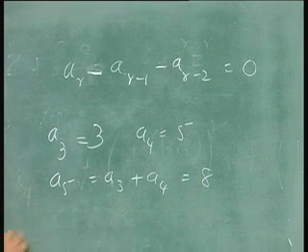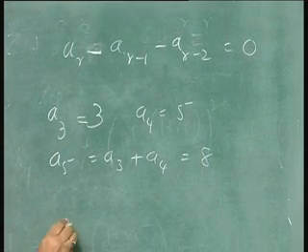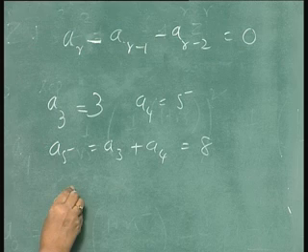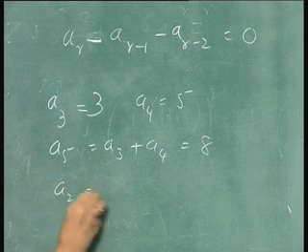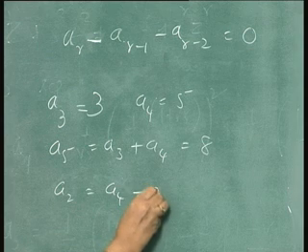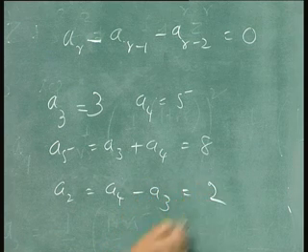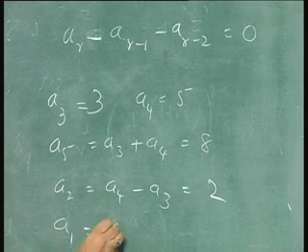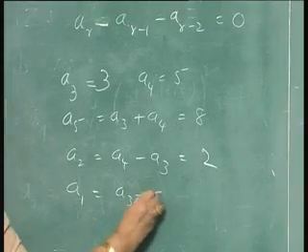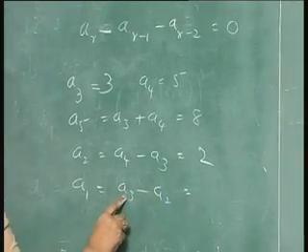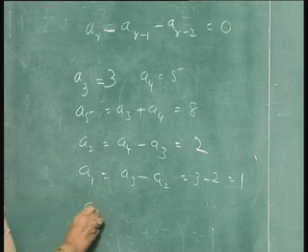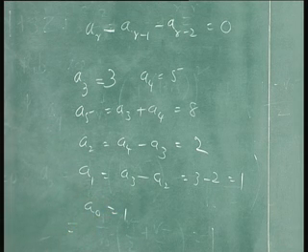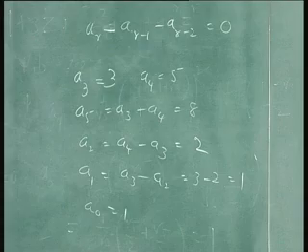We can also find the value of A2 from this. How do you find A2? A2 will be A4 minus A3, that will be 2. And A1 will be A3 minus A2. A3 is 3, 3 minus 2 is equal to 1. Similarly, A0 you will be able to find as 1. So, by rewriting the equation properly, you can get all the values.